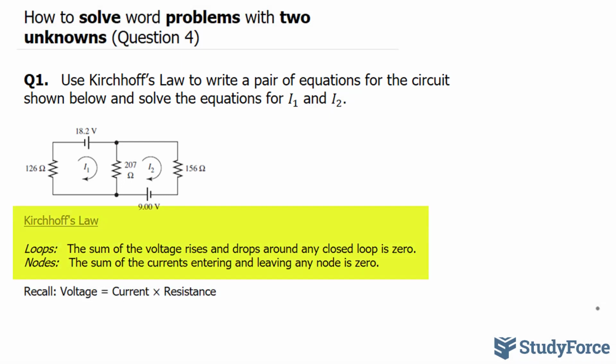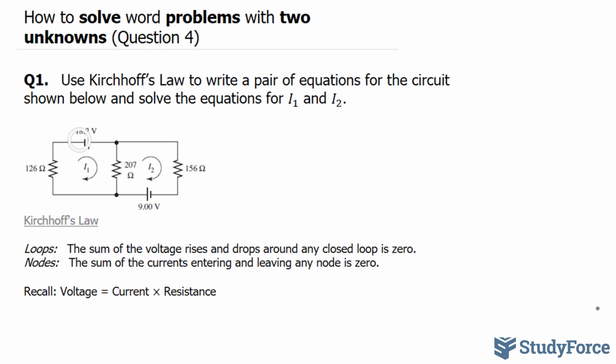Kirchhoff's law states that for loops, the sum of the voltage rises and drops around any closed loop is 0. For the nodes, the sum of the currents entering and leaving any node is 0. That being said, keep in mind the formula that voltage is equal to current times resistance.